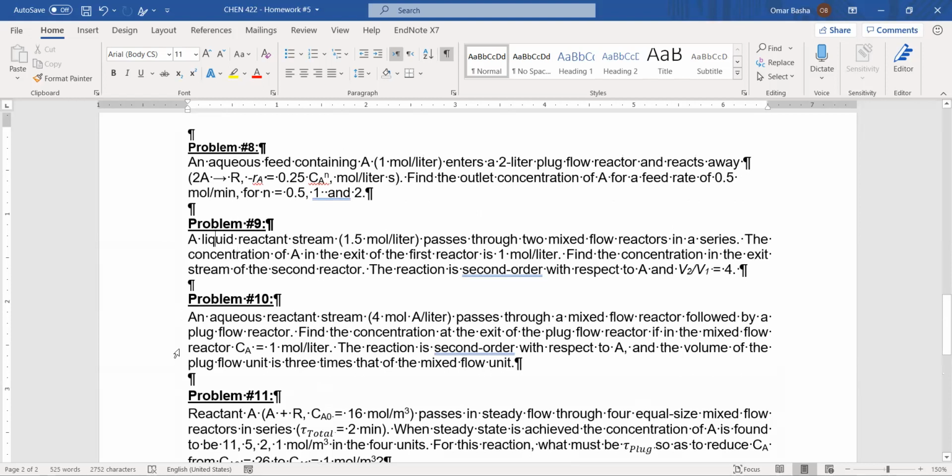So it's similar to the previous one, except now I have a CSTR followed by a PFR. I'm given the initial concentration, I'm given the intermediate concentration between them. I'm being told second order, and I'm given the hook between the two performance equations, which is that the volume of the plug flow unit is 3 times that of the mixed flow.